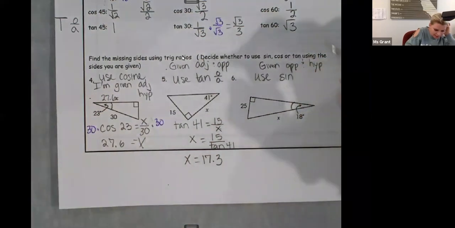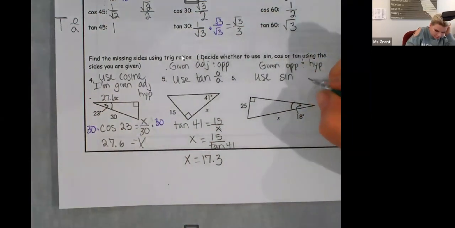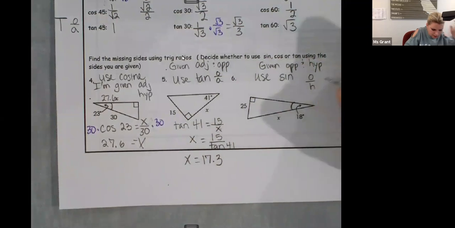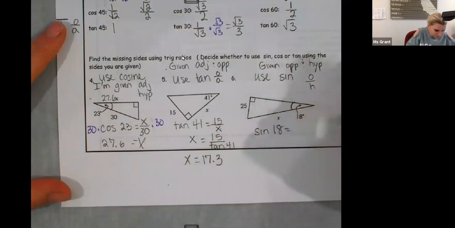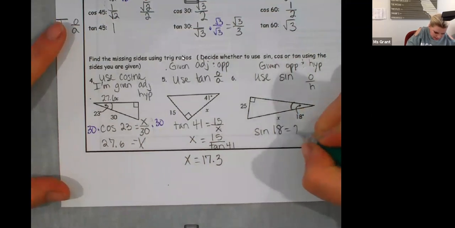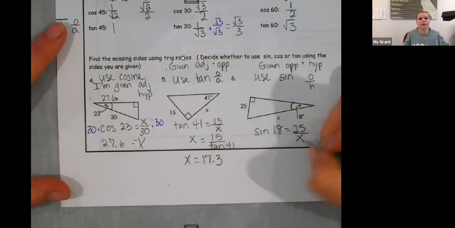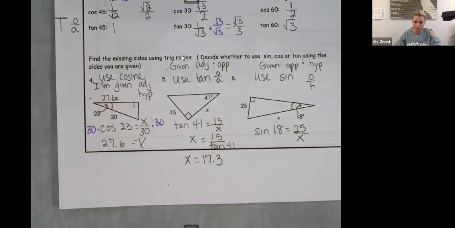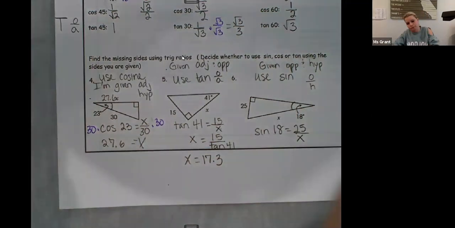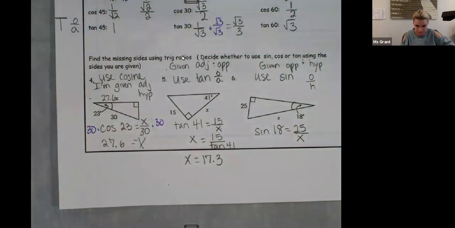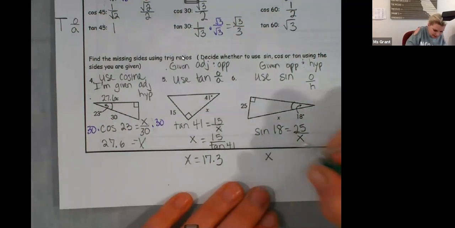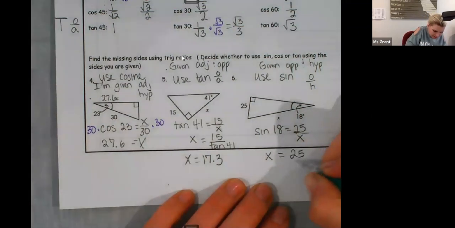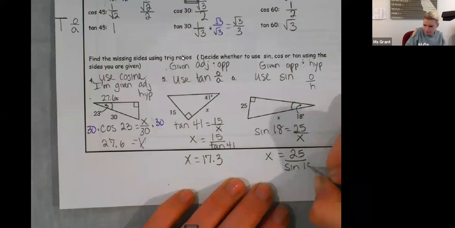Opposite is 25. So here I go. Sine 18 equals opposite over x, 25 over x. And switch, remember, if the x is in the denominator, it's 25 divided by sine of 18.